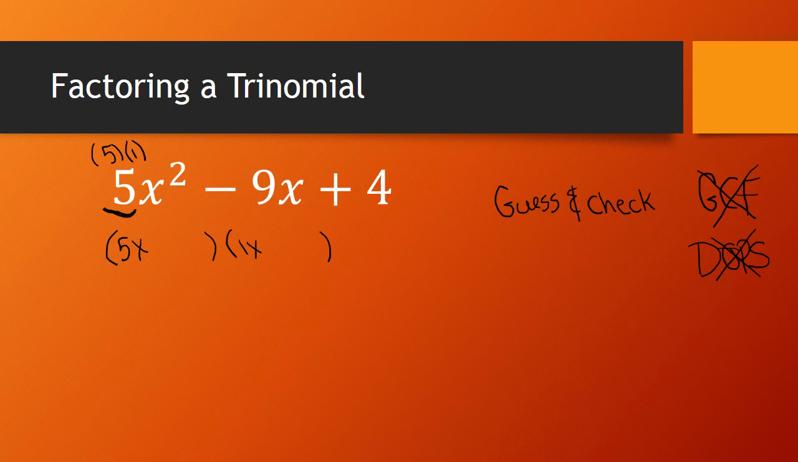Now, I know that the last number in the trinomial is 4. That means I have to think of two numbers that, if I multiply, I get 4 as my last numbers in the binomials. So in here, I'm going to do a lot of guessing and checking to find out what the two numbers are. The first two numbers that come to mind are 2 and 2 because 2 times 2 equals 4.